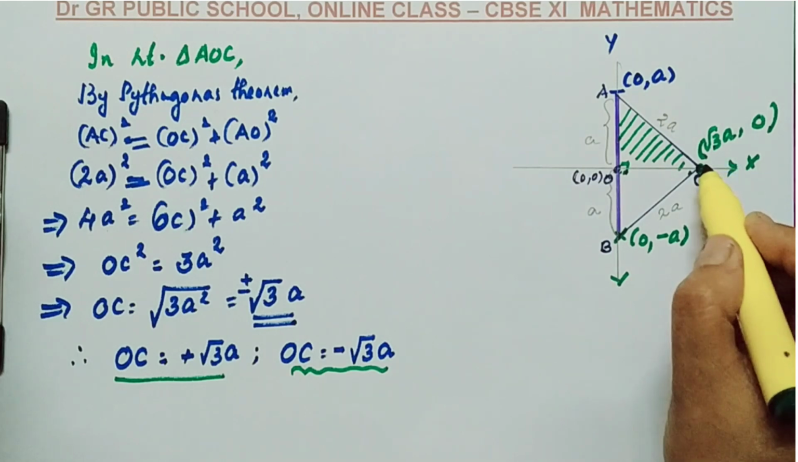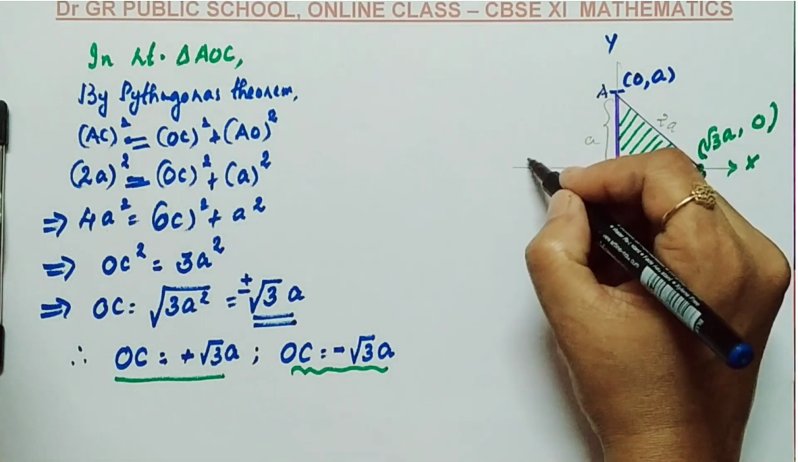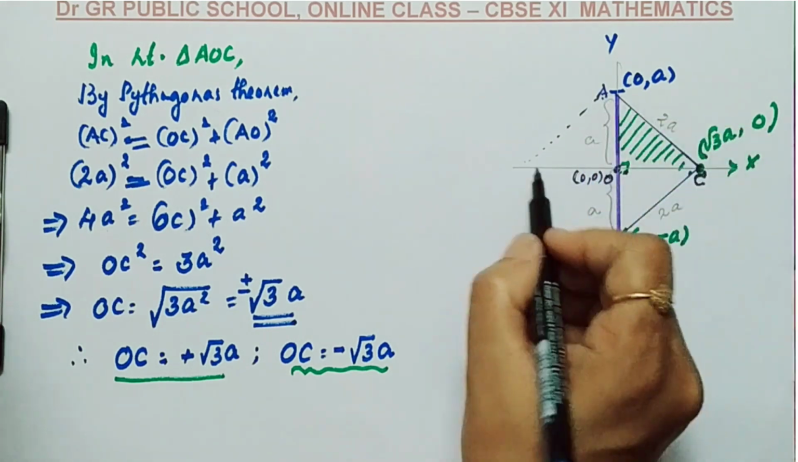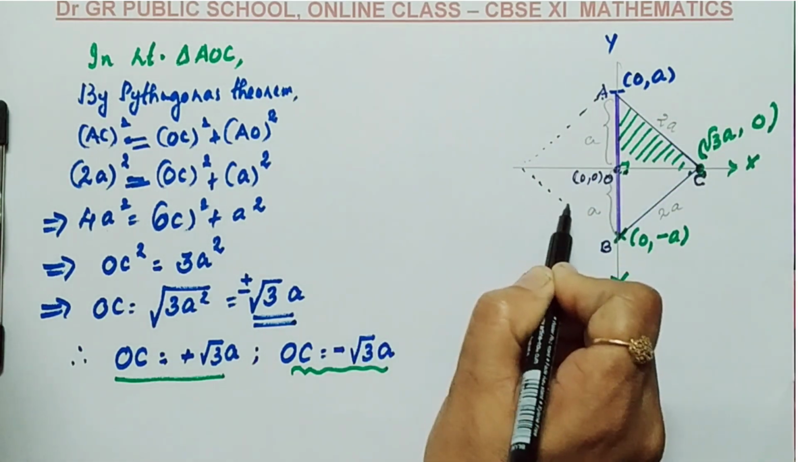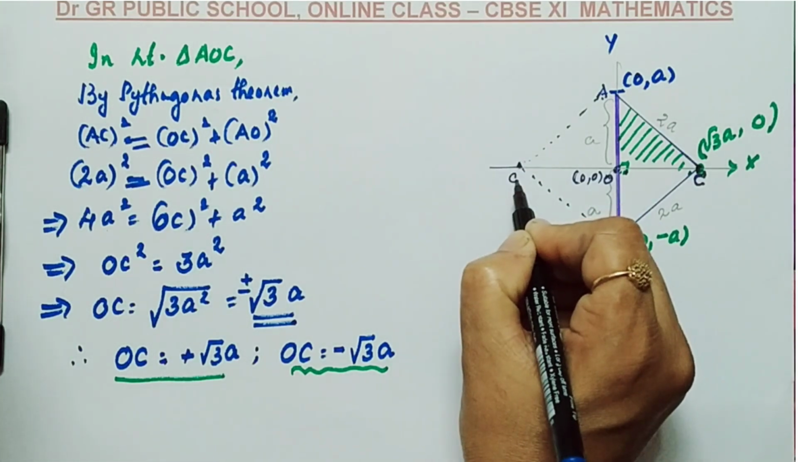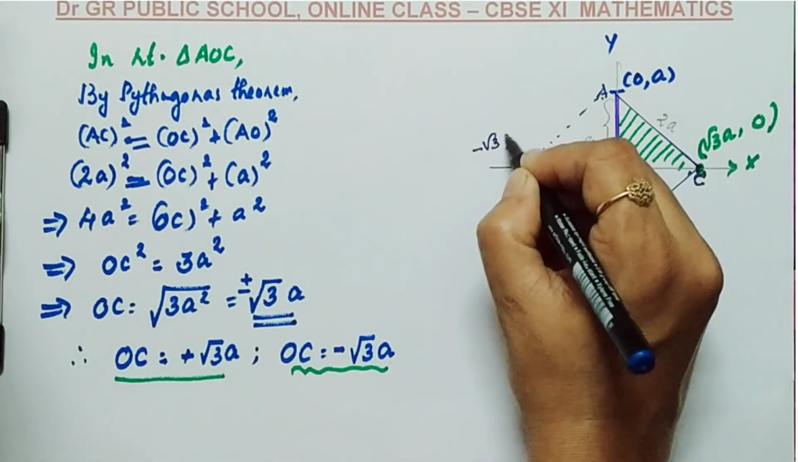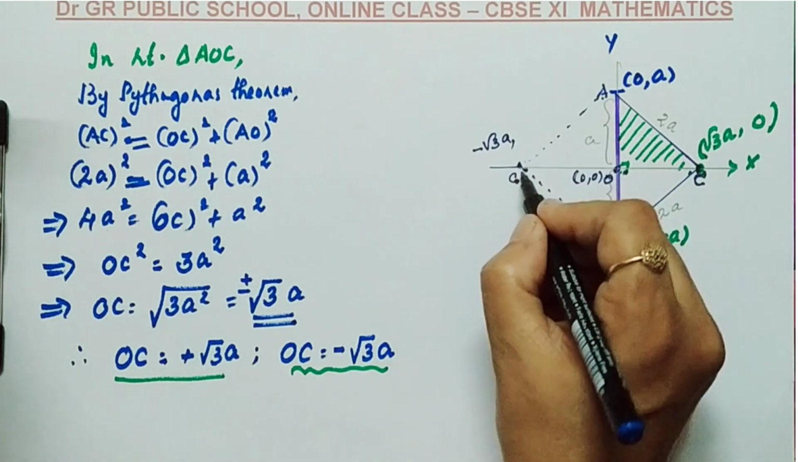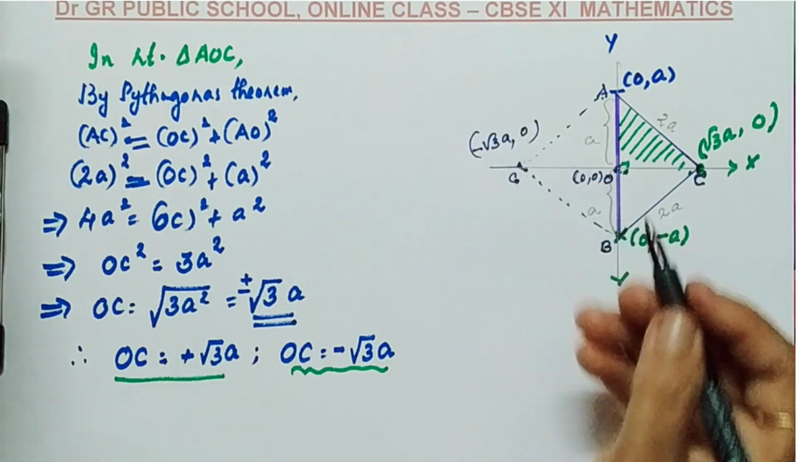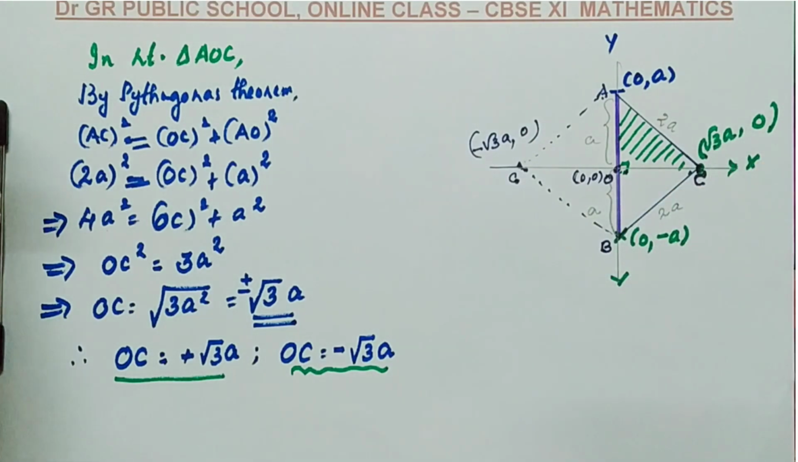Instead of drawing the vertex on the right side of the x-axis, or on the positive direction of the x-axis, suppose you draw the triangle in this way, with AB falling on the y-axis and the vertex C lying on the negative side of the x-axis. Then OC you need to take as minus root 3a, so that the coordinate of C is minus root 3a, 0. So this is also possible, but as per our figure we need to take the coordinate as root 3a, 0.